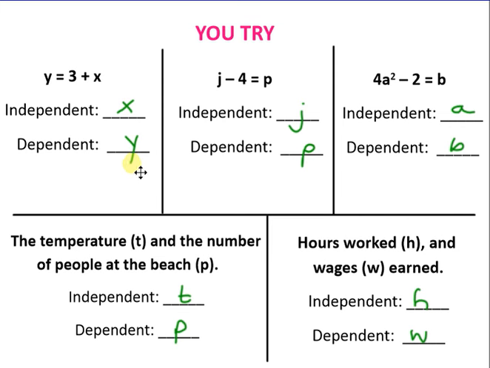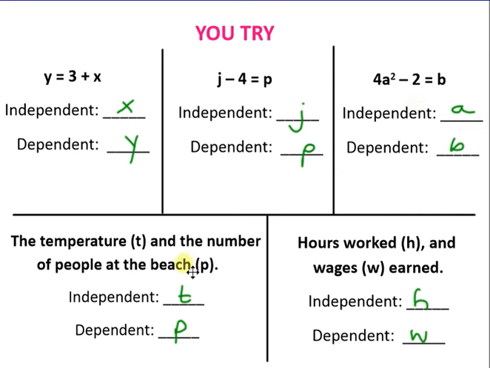All right, go ahead and hit pause if you're not done. For the first three, these are just basic equations. Remember that the independent variable is the one that has the operation being performed to it. So for the first one, the independent is the x, because it has the +3, and the dependent is the y. For the second one, the independent is j, because it has the -4 with it, and the dependent is p. And for the third one, the independent is a, because it's squared and it's being multiplied by 4 and it has a -2, and the dependent is b.